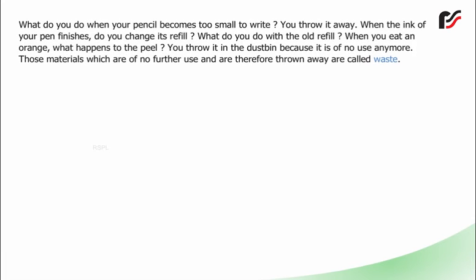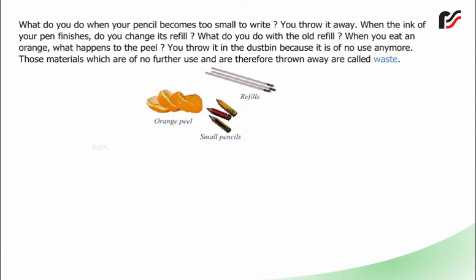What do you do when your pencil becomes too small to write? You throw it away. When the ink of your pen finishes, do you change its refill? What do you do with the old refill? When you eat an orange, what happens to the peel? You throw it in the dustbin because it is of no use anymore. Those materials which are of no further use and are therefore thrown away are called waste.